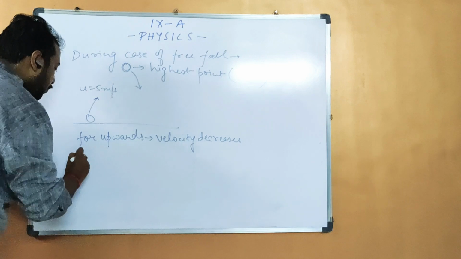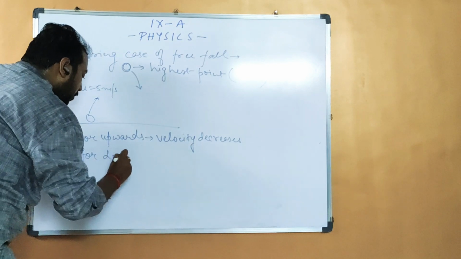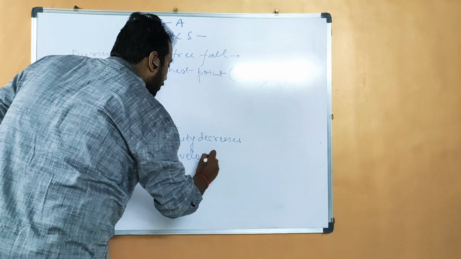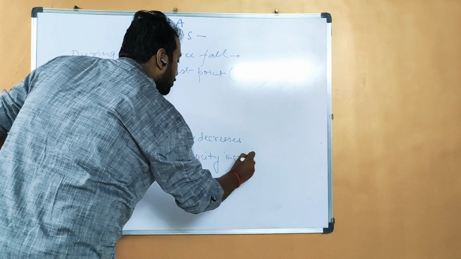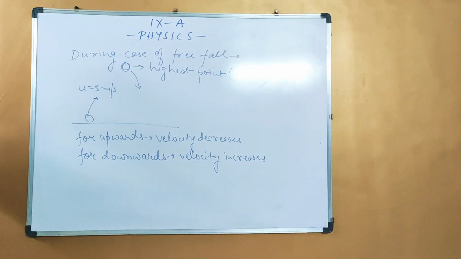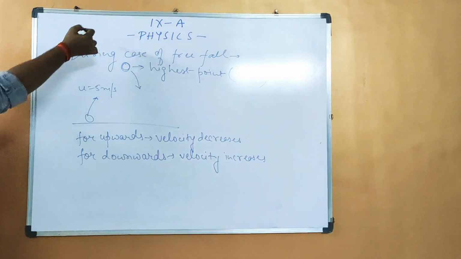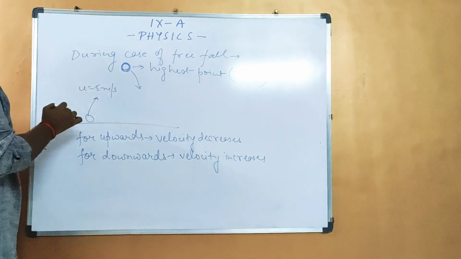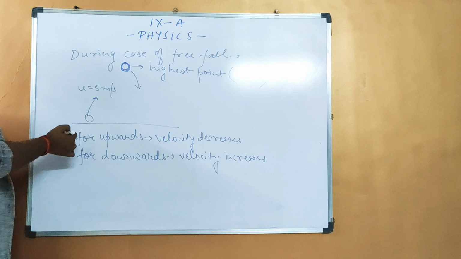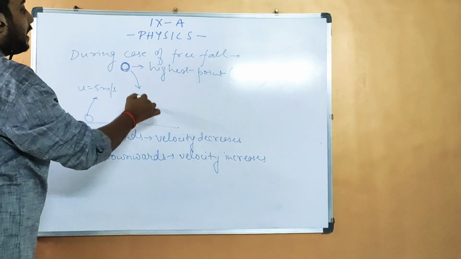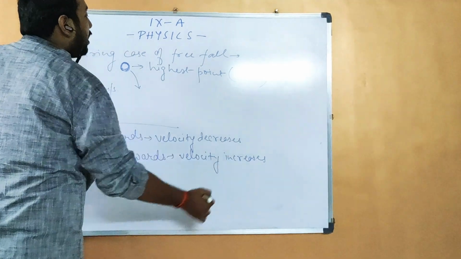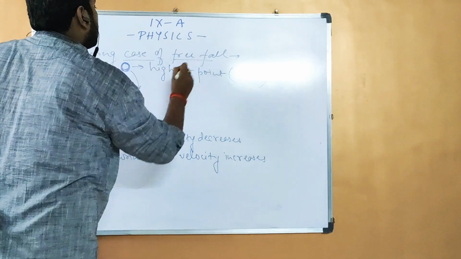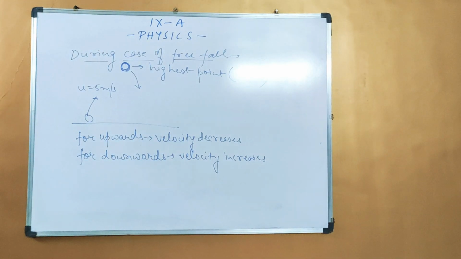And when it comes downwards, the velocity increases. Just remember these two things. As the body is thrown up, the velocity will decrease. At the highest point, the velocity will become 0. Or we can say, when the velocity becomes 0, it will be at its highest point, then it will fall down. For downwards, the velocity increases again. This concept must be clear to everybody in the case of free fall.